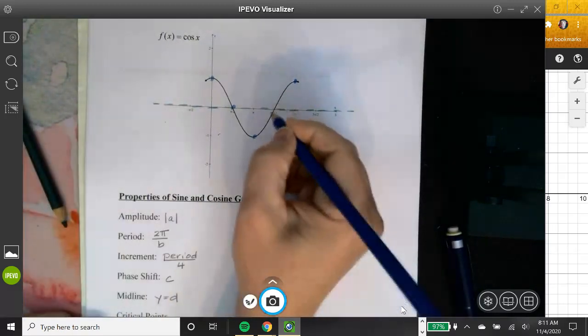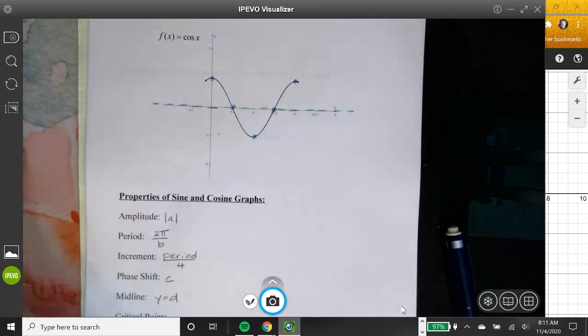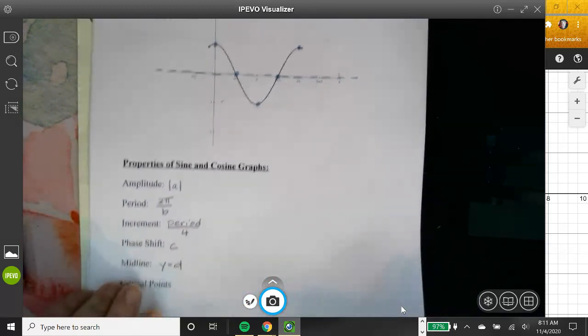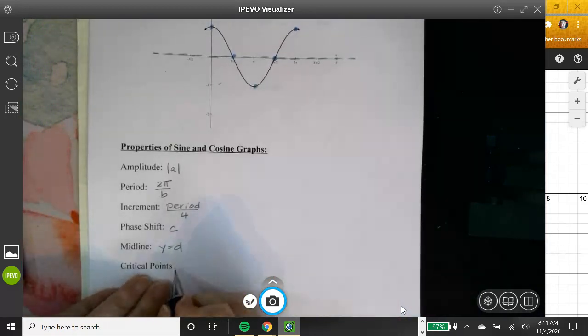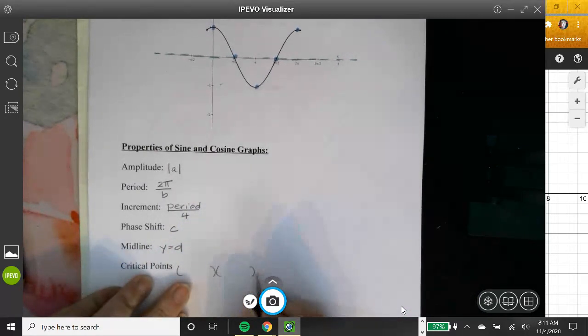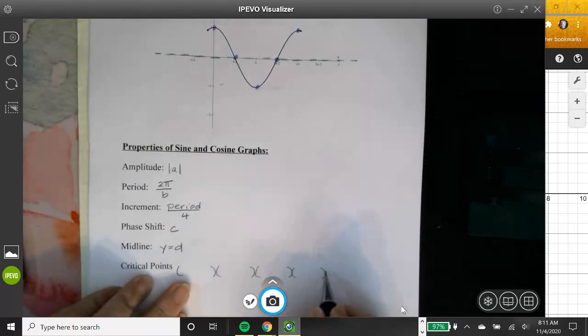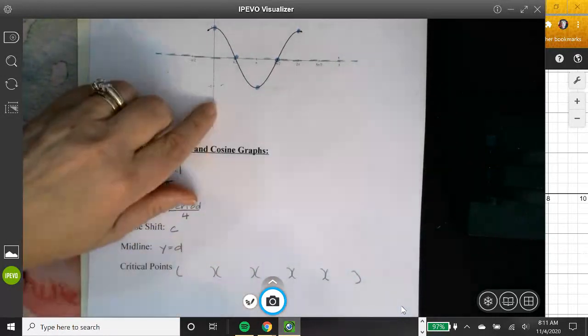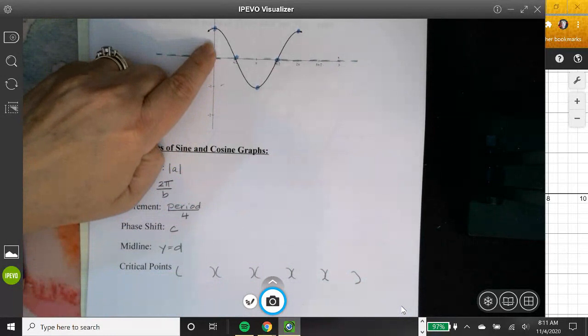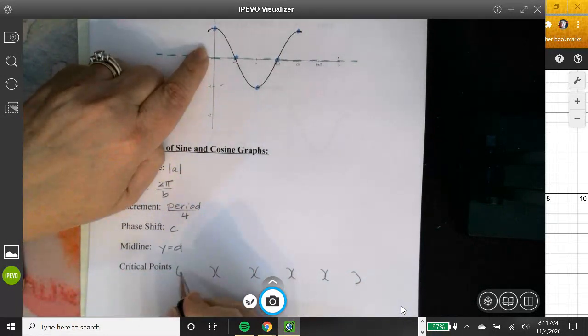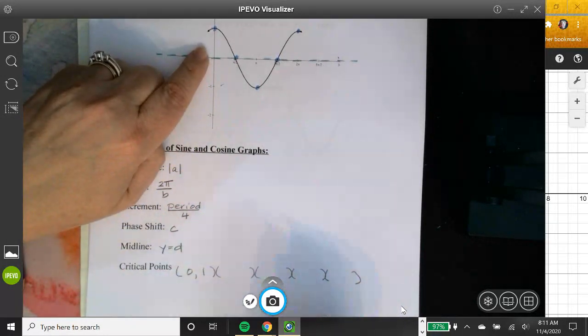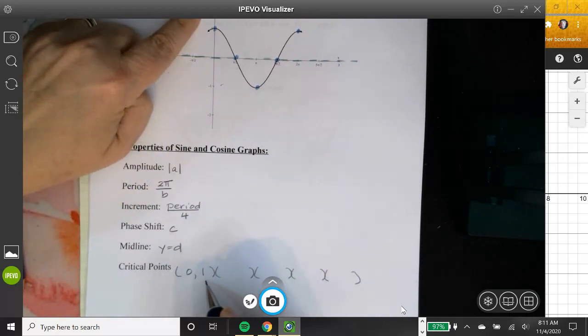And I left off this increment here. Okay, so let's do our critical points. Our critical points on the cosine curve, there are 5 of them, just like the sine. 1, 2, 3, 4, 5. Okay, and we're going to start at our first point here, which is 0, 1, because the cosine of 0 is 1. The x value at the angle 0 is 1.